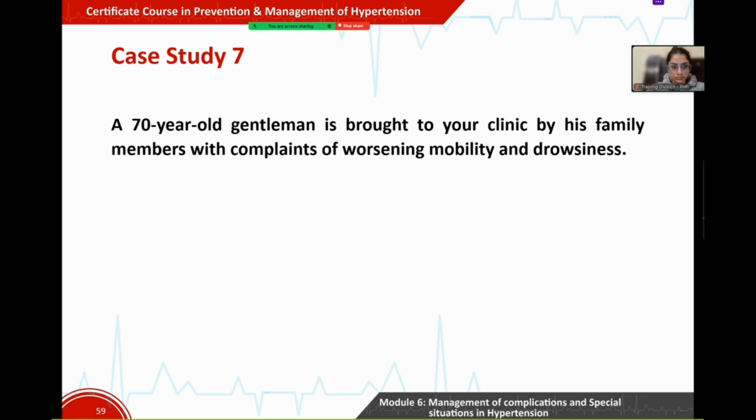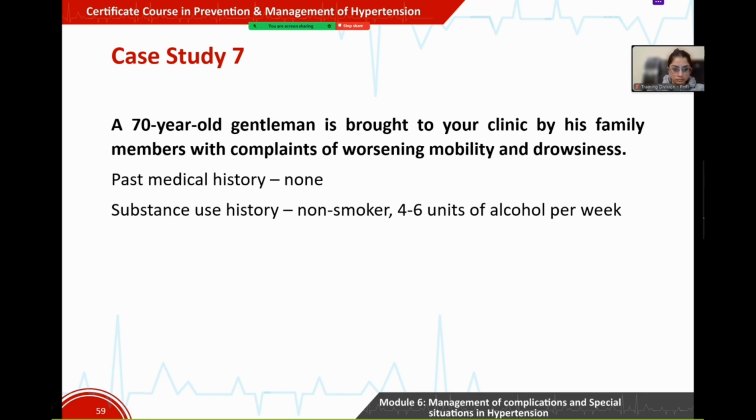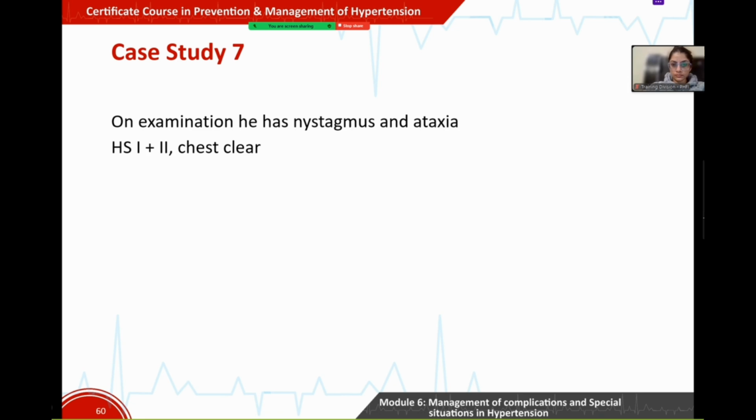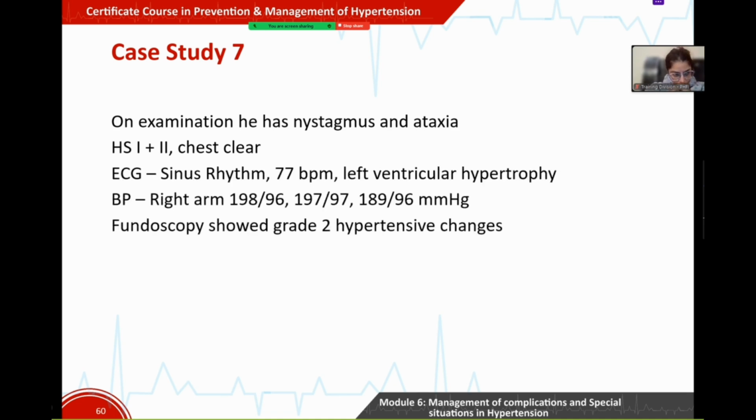Here, a 70-year-old gentleman is brought to your clinic by his family members with complaints of worsening mobility and drowsiness. Past medical history none. He is a non-smoker. He has nystagmus and ataxia. Nystagmus and ataxia are features of cerebellar dysfunction. Heart sounds are heard. Chest is clear. ECG again shows left ventricular hypertrophy. See the earlier case, left ventricular hypertrophy. This case is also left ventricular hypertrophy.